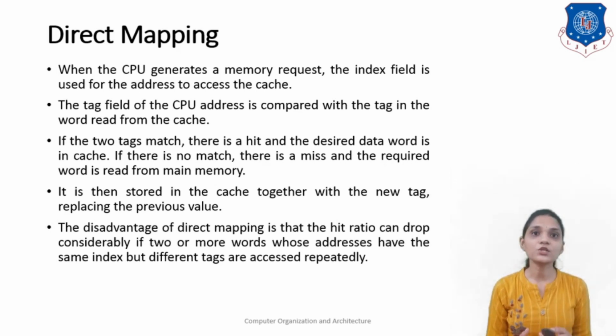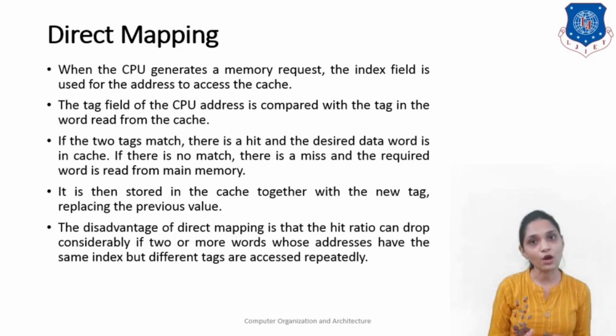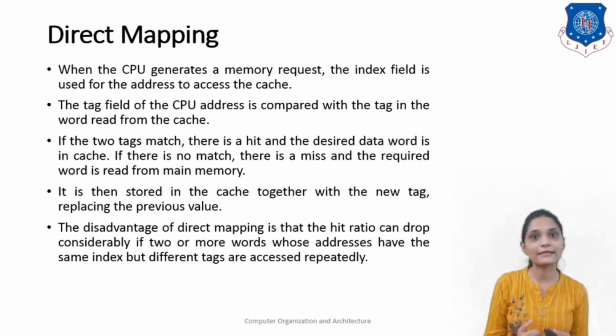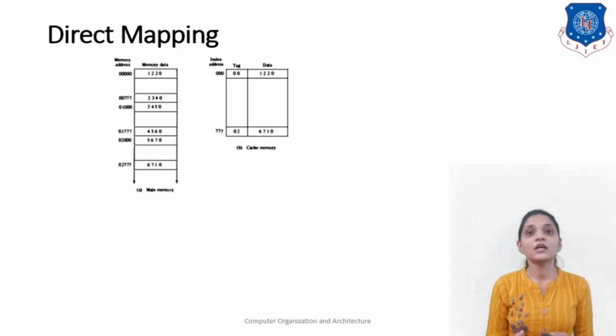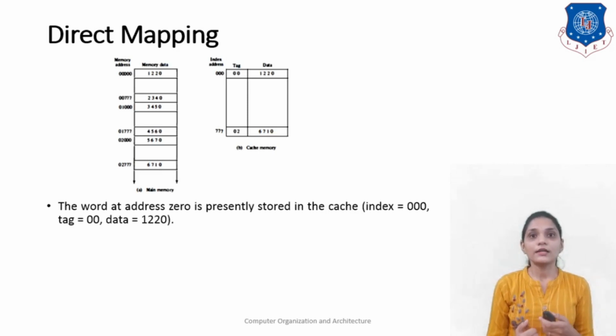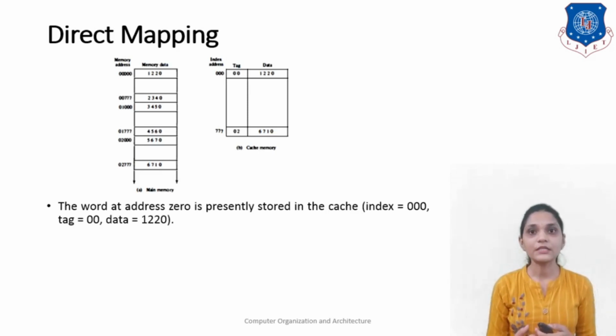The disadvantage of this direct mapping is that the hit ratio can drop considerably if two or more words whose addresses have the same index but different tags are accessed rapidly. Okay, so this is the disadvantage. So let me see it with one example.